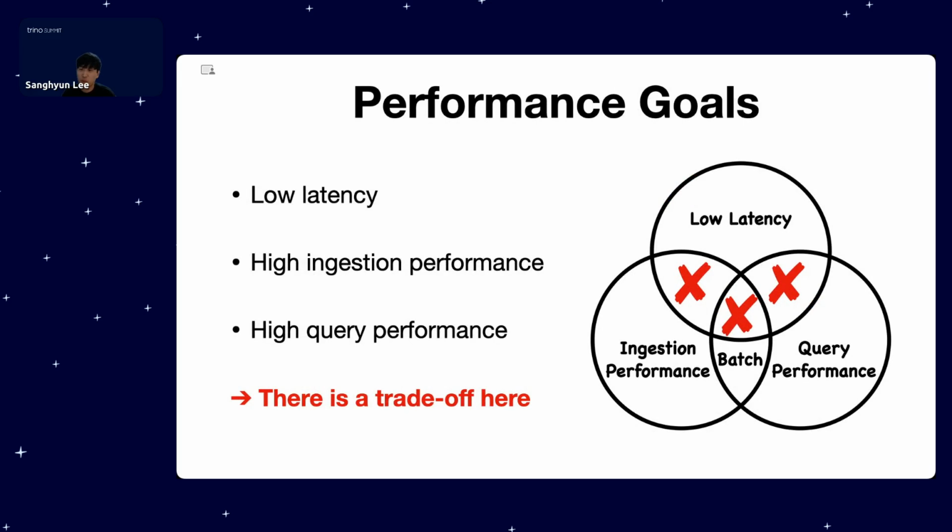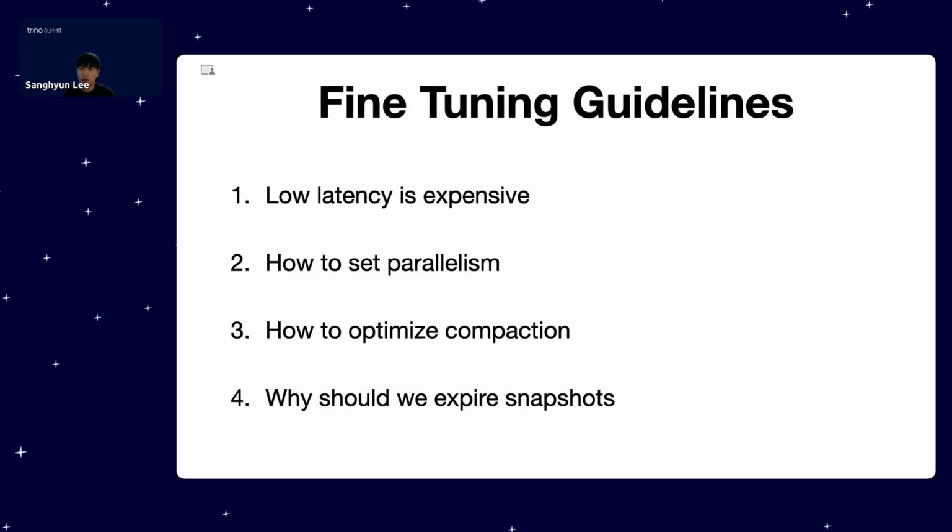These are the performance goals for our Kappa architecture that I mentioned earlier. How can you achieve all of these goals? Unfortunately, we cannot get them all at the same time because there's a trade-off here. So we'll talk about what you can get and what we may lose depending on how we fine-tune each component. And also, I will share some guidelines on how I recommend you set up each component. Let's talk about the following four topics.